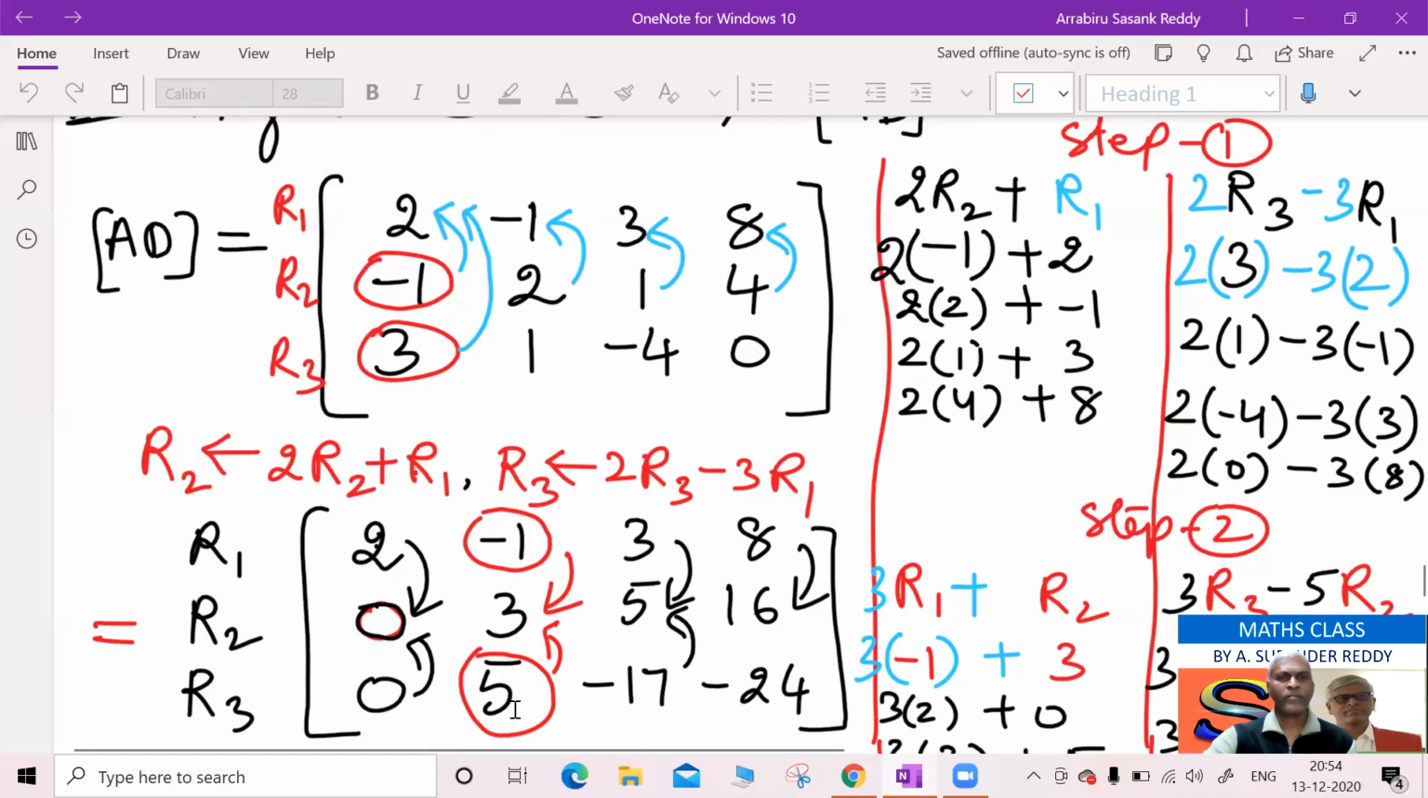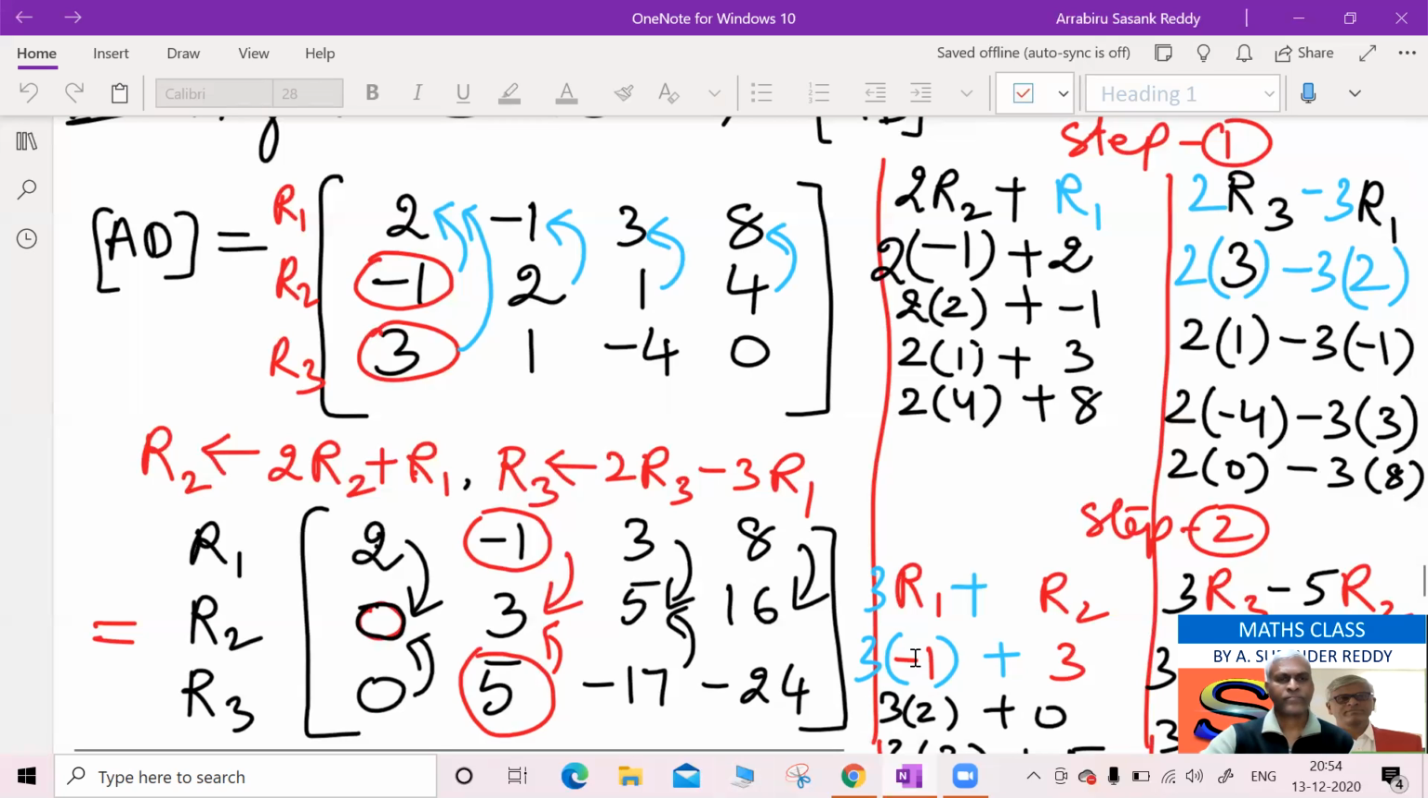So 1 becomes 5. And next, third elements, -4 and 3. 2 into -4 minus 3 into 3. So -8, -9, -17. And last, you take 0 and 8 and substitute in 2R3 minus 3R1. 2 into 0 minus 3 into 8, that is -24. 2 into 0 is 0, minus 24. So R3 becomes 0, 5, -17, -24.